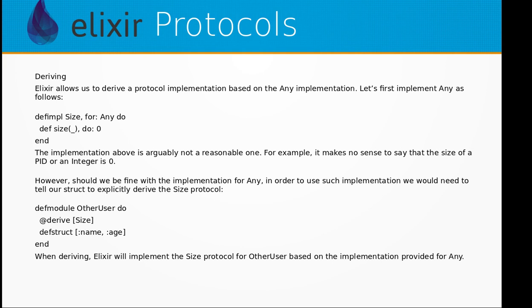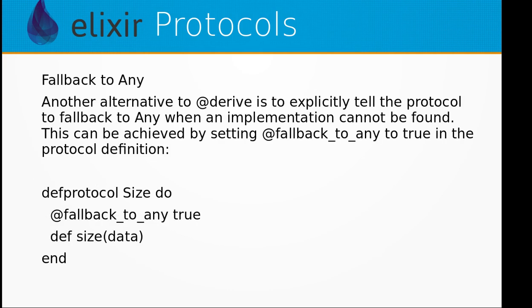However, should we be fine with the implementation for Any, in order to use such implementation, we would need to tell our struct to explicitly derive the Size protocol. So we can define another module, OtherUser do, and we can derive the Size protocol in the structure. When deriving, Elixir will implement the Size protocol for OtherUser based on the implementation provided for Any.